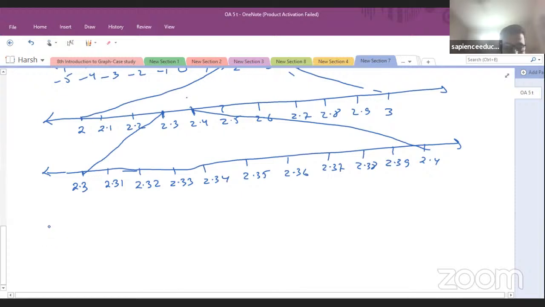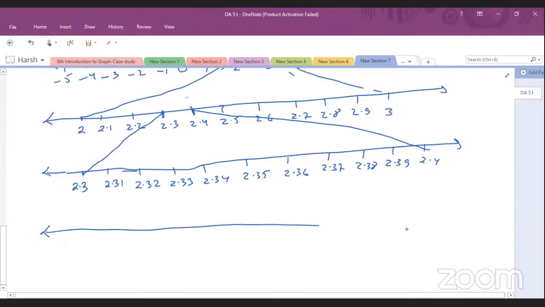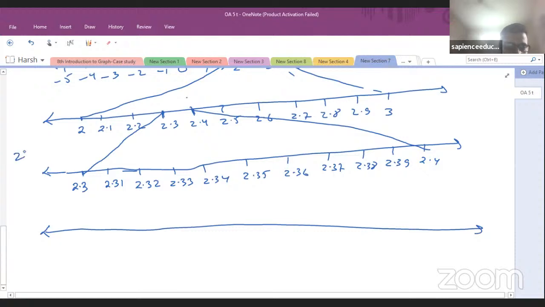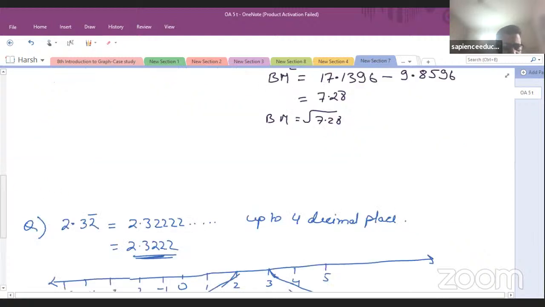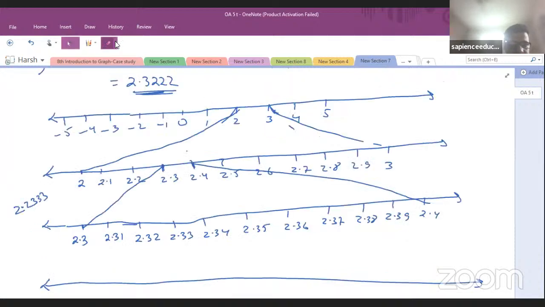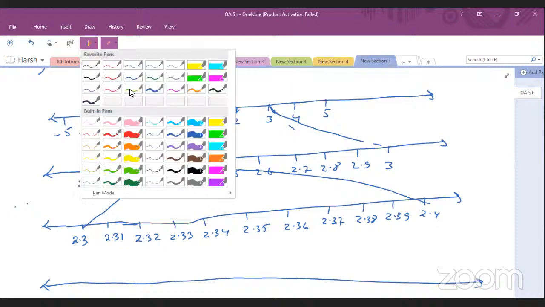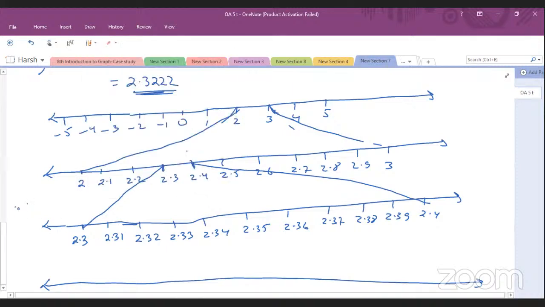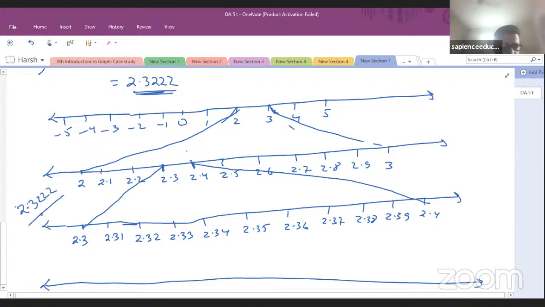2.33. Again, this number we are plotting, 2.3222. Correct. So this number will lie between... Hold on. Actually, sorry, I wrote the wrong number. 2.322. 2.3222. We are plotting this one. So between 2.32 and 2.33 it will come.